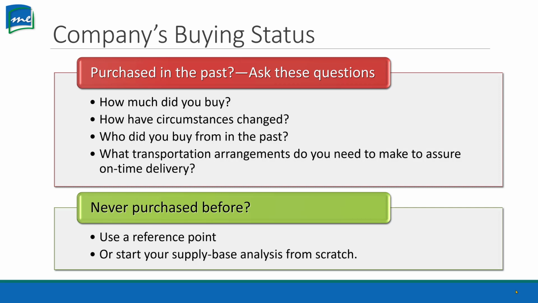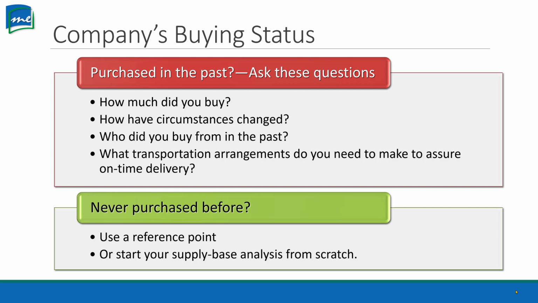So what transportation arrangements did you need to make to assure on-time delivery? So on-time delivery for the parts and the on-time delivery of the final product to your customer. Now, how did you do that? Is it your own company providing the trucks? Or are you outsourcing that to a transportation company, a logistics company, or a 3PL, a third-party logistics company? So you need to know those kind of things. And you can see that because there's a purchase record, right?